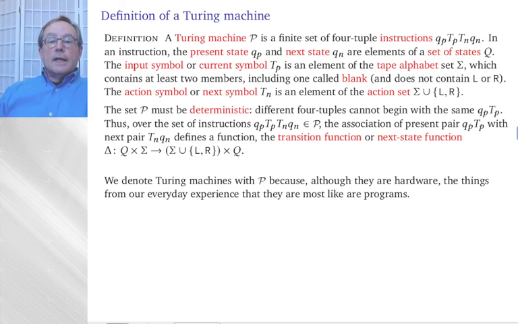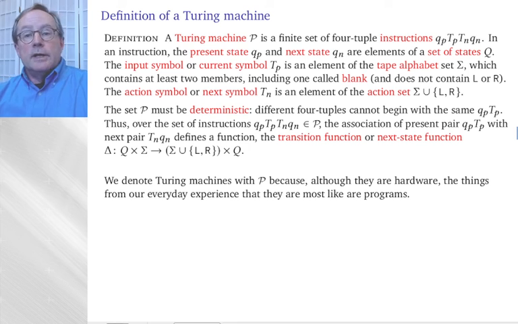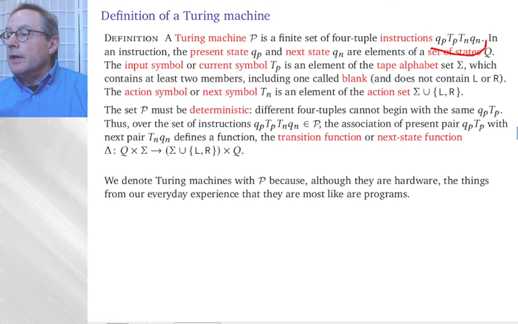Okay, so that leaves us with the definition of Turing machine. We're going to talk more about the definition of Turing machine in the next video, but I just wanted to close with the definition up. What you see, once again, just to emphasize what we talked about through the video, a Turing machine is a set of 4 tuple instructions. There they are: QP, TP, TN, QN.